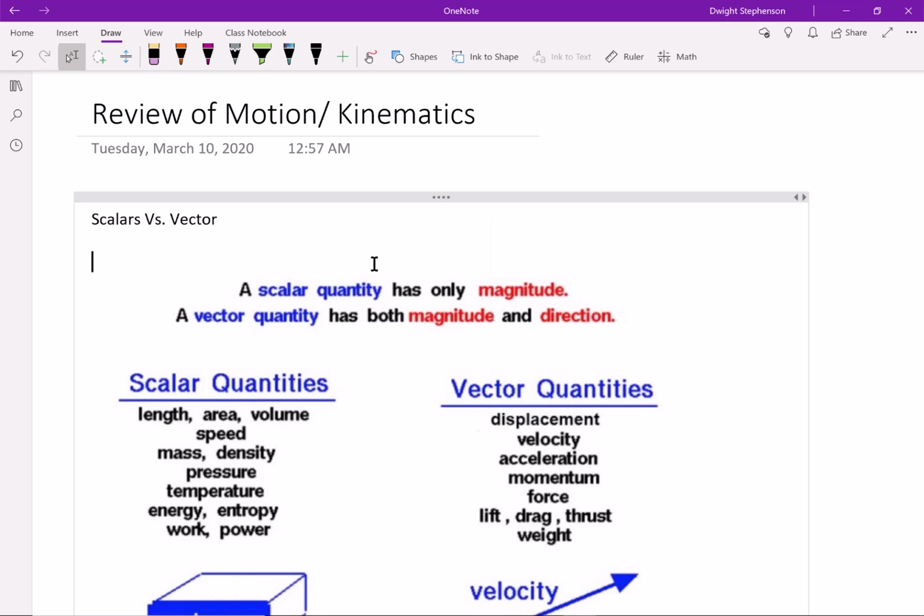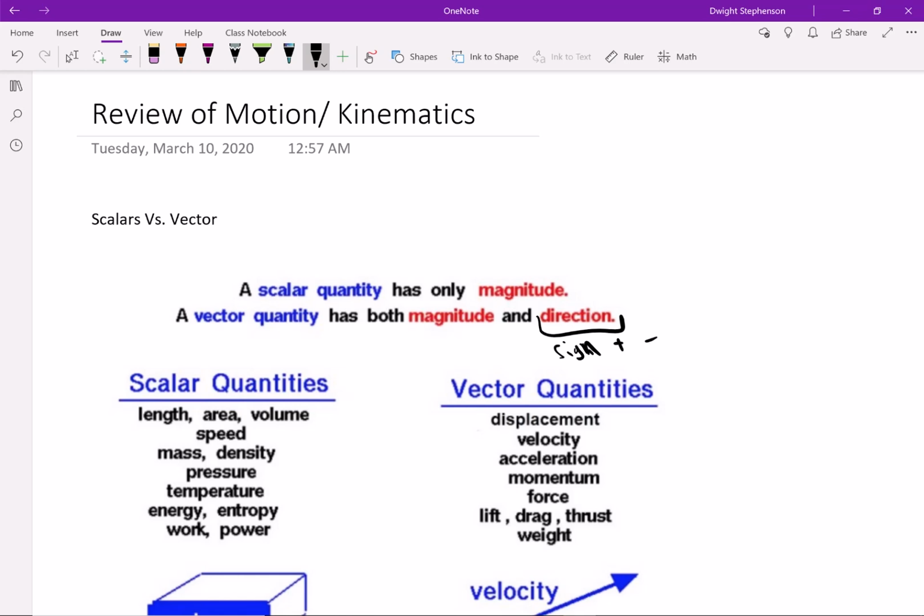So a scalar quantity has only magnitude, meaning it only has a size. You can think of magnitude as a size. Whereas a vector has magnitude and direction. Usually this direction is going to be indicated via either a vector or a sign, like a plus or a minus, it might be positive or it might be negative.